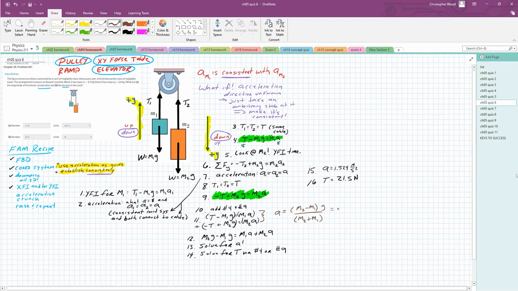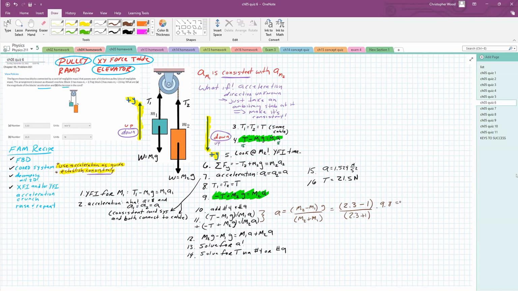Yes, just make sure I have that right. All right. So what was your M2? All right, so M2 was 2.3. What was your M1? It was 1. Just 1. All right. So then M2 plus M1 is 2.3 plus 1 times 9.8. So your acceleration should be 1.3 times 9.8 divided by 3.3 or 3.86. Yeah, it should come up as 3.86.